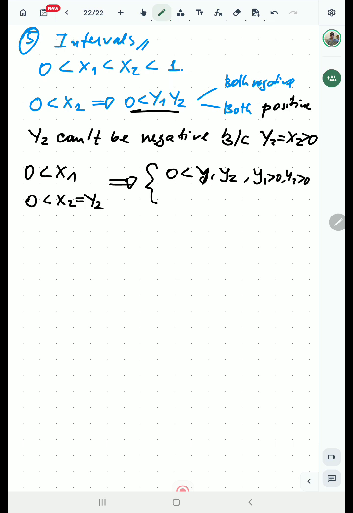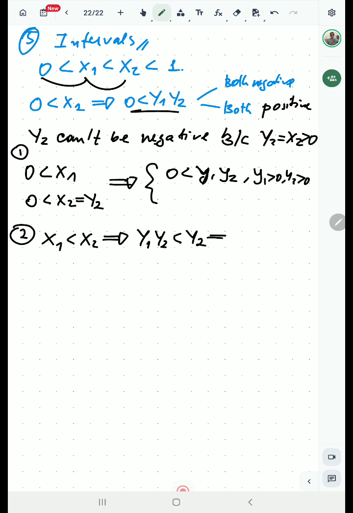Okay. This is the first part. Now let's move to the second part of this. We talked about this, now let's move to this relationship. x1 is less than x2. This implies that, now plug in for x1. What is x1? x1 is just the multiplication, y1 times y2, isn't it? And plug in for x2. x2 is just y2, isn't it? So this implies that, actually, y1 is less than 1.